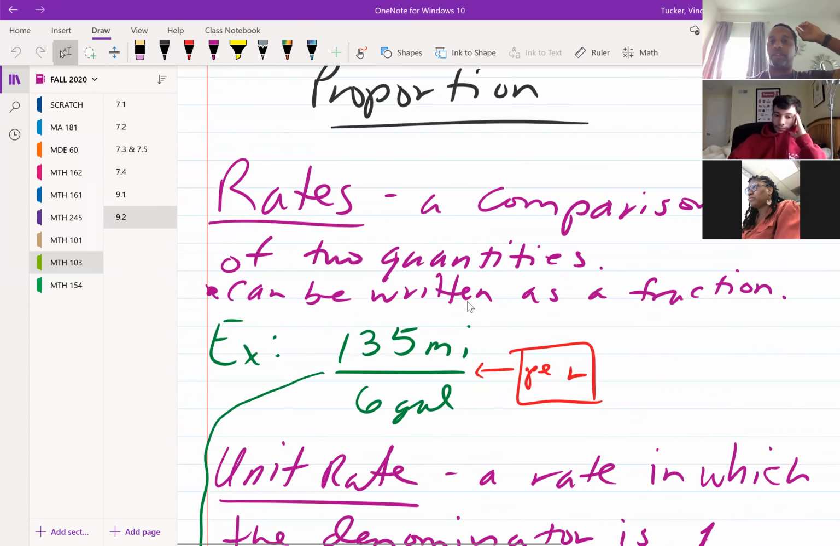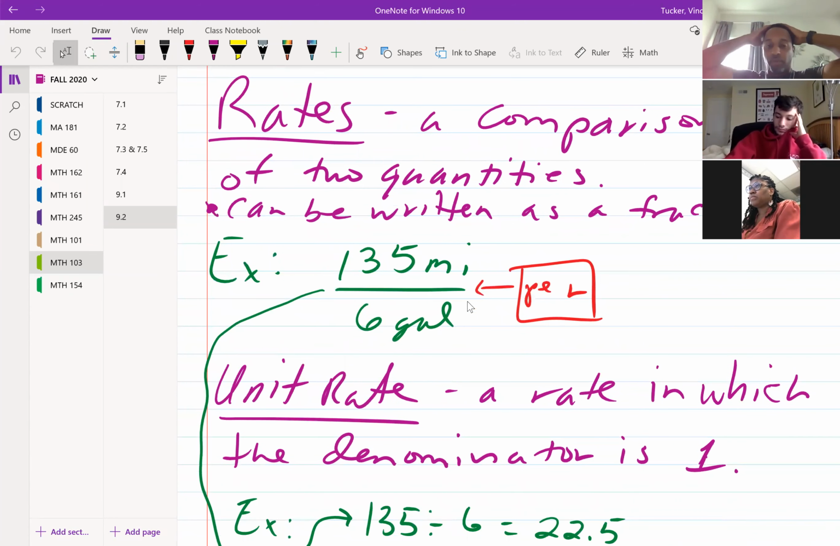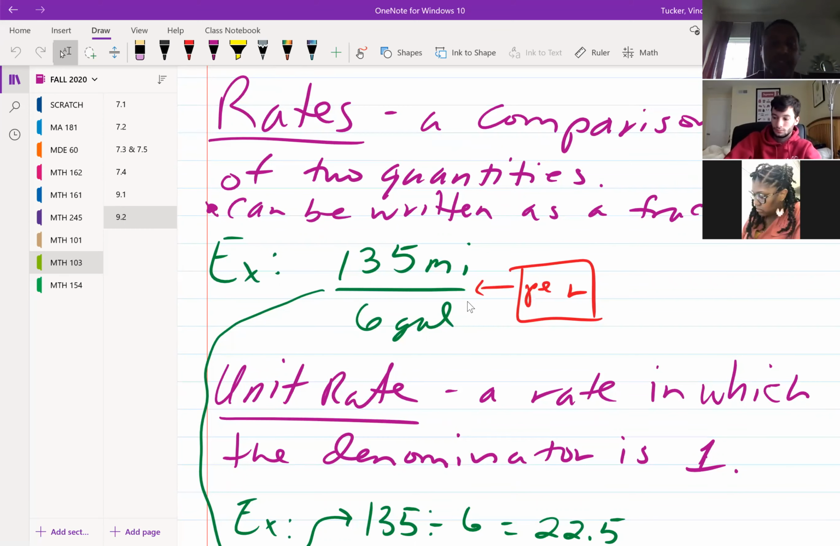So rates, a comparison of two quantities. It can be written as a fraction. So an example of that is 135 miles over 6 gallons, or 135 miles to 6 gallons. That divisional sign, that divisional bar, can also be read as per. So that's where you get miles per hour from. So that's miles over hours. So here we have 135 miles per 6 gallons.